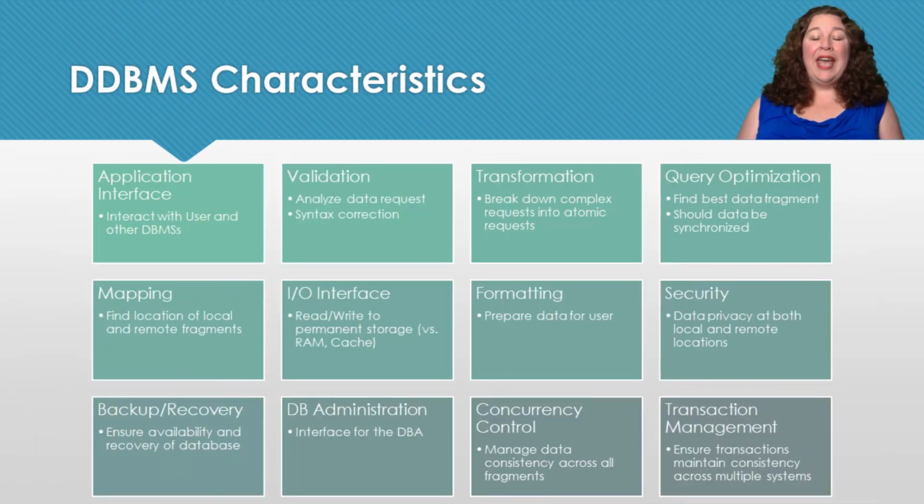So when we have a DDBMS, or a distributed database management system, it holds all of these different characteristics. And I do want to go through them and just give a one or two word example of what each of them are. So starting at the top, we have our application interface, which is simply the way that we interact.